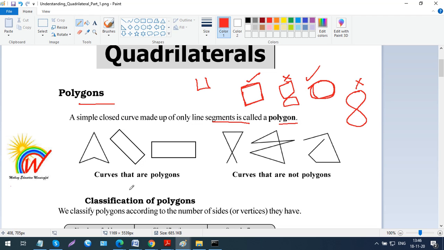Now here you see this one, you have a simple curve. This is a closed figure and it's made only with line segments. This is also a closed figure with line segments. This is also a simple closed figure with line segments. So these are polygons. Now here you see, look at this one, these are not polygons. See, this is open over here, and here this is not a simple curve at all. Here also this is open over here, right? So this is not a simple curve, so this is not a polygon.